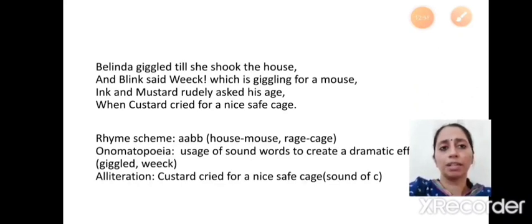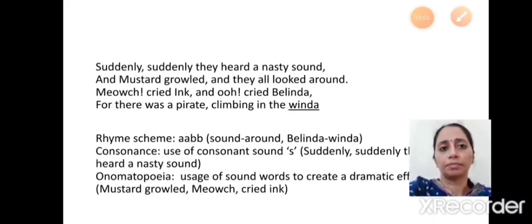Again, alliteration. Custard cried for a nice safe cage. The sound of C is repeated. Again, the very first line is a repetition, suddenly. Okay. Then what's the rhyme scheme? Again, A, B. Then consonance. The consonant sound is repeated. Suddenly, they heard a nasty sound. The sound of S is repeated.